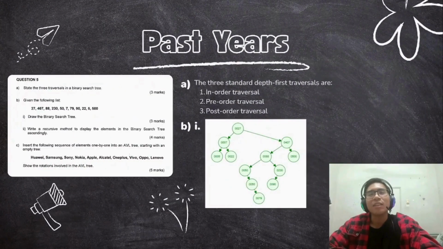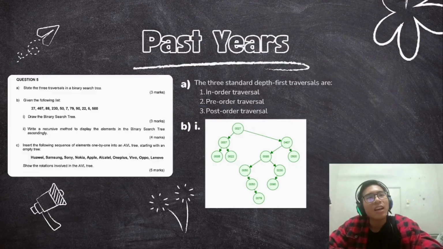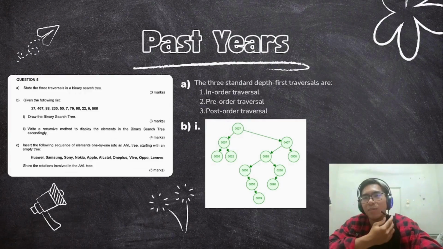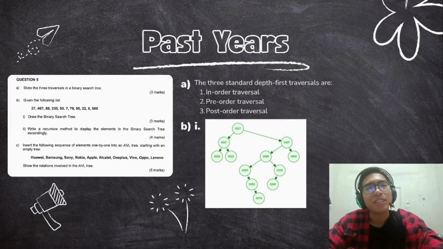Next, I will be talking about some past year questions. Now, for the first one, question A states, state the three traversals in a binary search tree. Now, for question A, the three standard depth first traversals are in-order traversal, pre-order traversal, and post-order traversal. Now, question B1 is, given the following list of numbers, draw the binary search tree, which I have done on the side here.